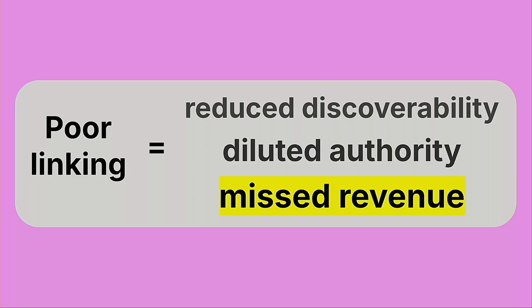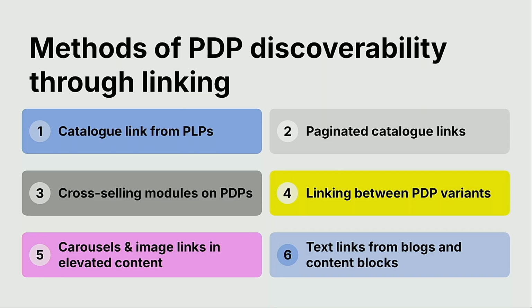So poor linking can lead to reduced discoverability. That will lead to diluted authority for your product pages, and therefore it is going to result in missed revenue opportunities. So there are a number of ways that you can prioritize product page linking in your site structure. Now, hopefully none of these are super new to anyone here.